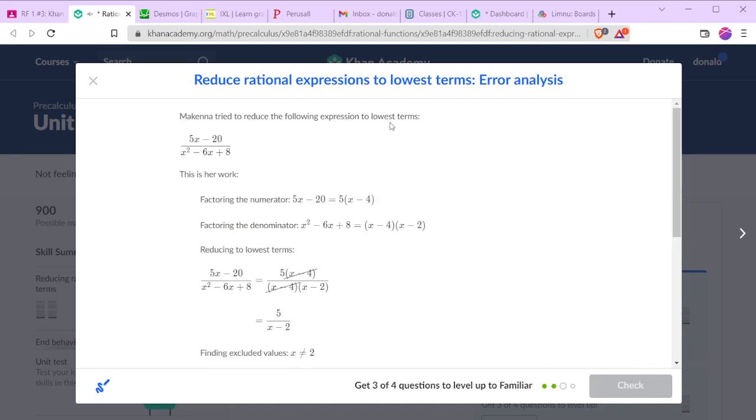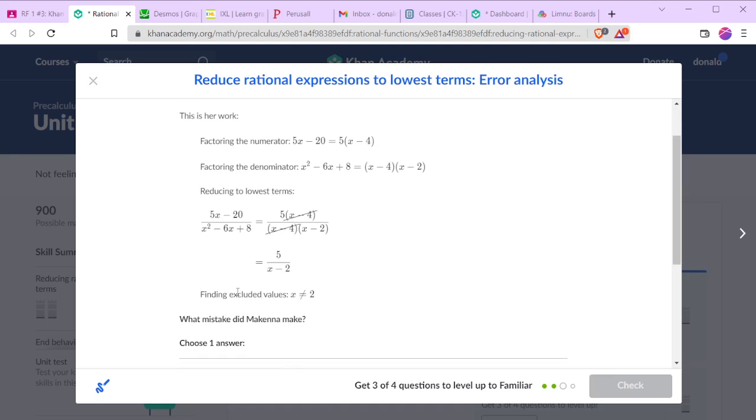McKenna tried to reduce the following expression to lowest terms. So here she correctly pulled 5 out of the numerator. The denominator is also factored correctly. And she canceled to simplify to the equivalent expression, and then found her excluded values of x cannot be 2.